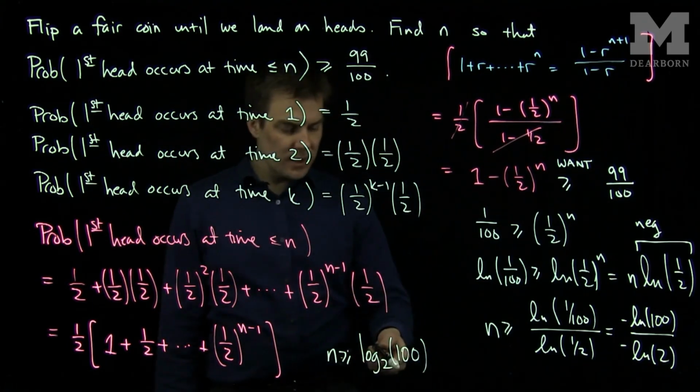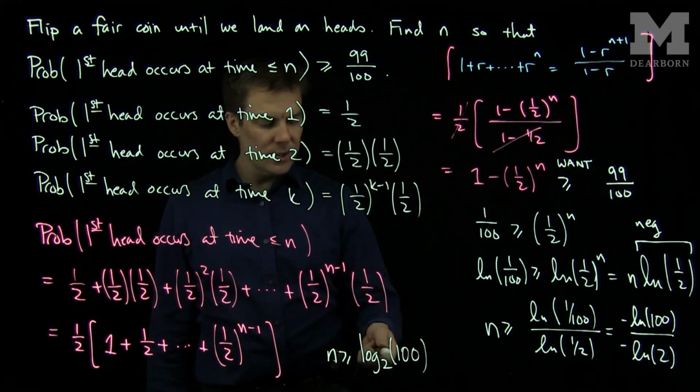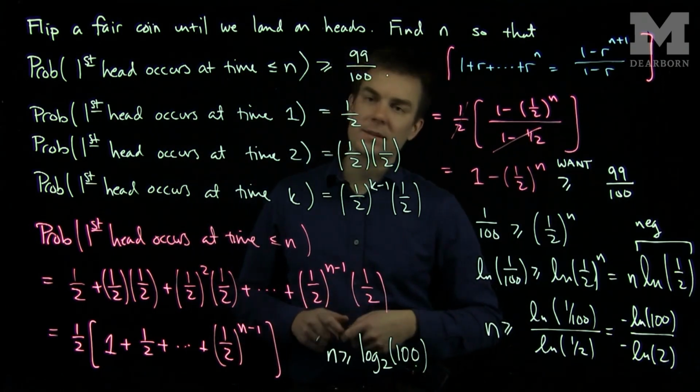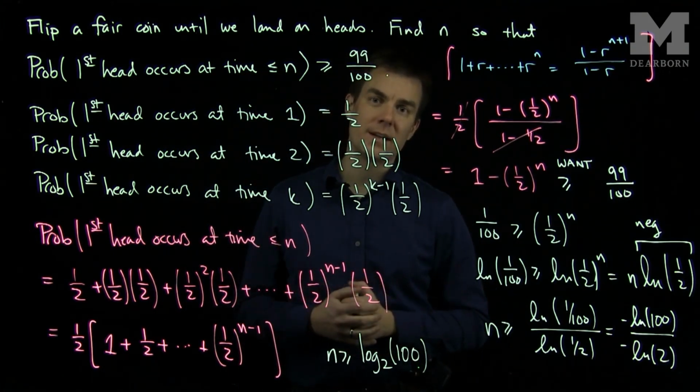And so we can clearly see that, for example, the log base 2 of 100 is between 64 and 128, which is between 6 and 7. So we see that if n is equal to 6, this will not quite work, but if n is equal to 7, that will work. So it looks like if we wait at least 7 times, the probability that the first head occurs at time less than or equal to 7 will be at least 99%.